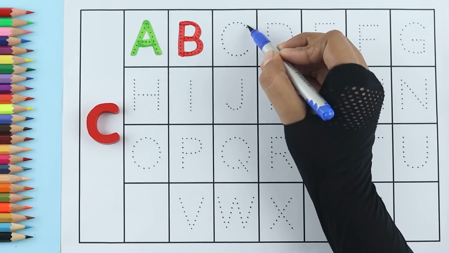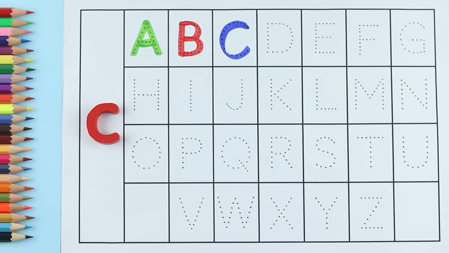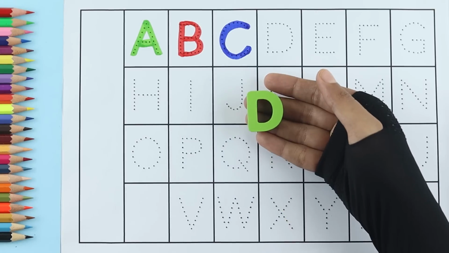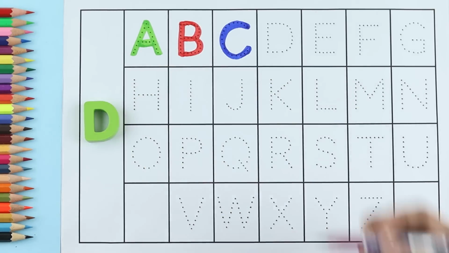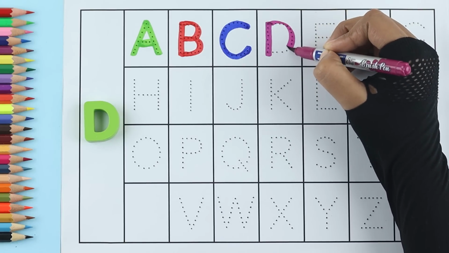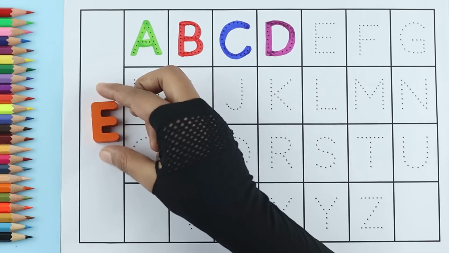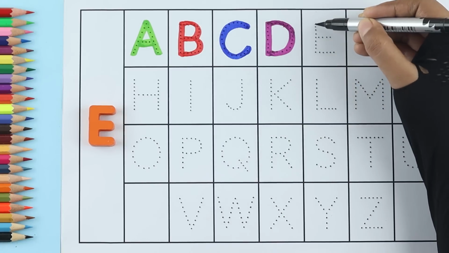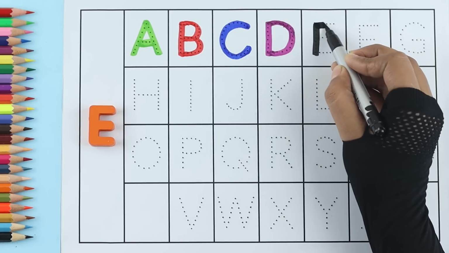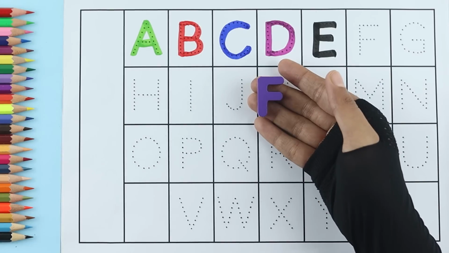Blue color. C. C for cat. D. Purple color. D. D for dog. E. Black color. E. E for elephant. F.